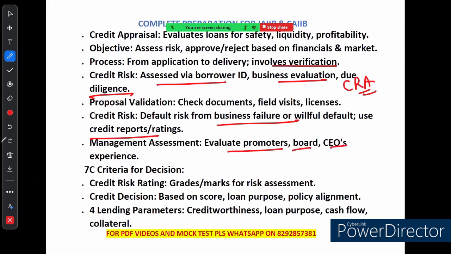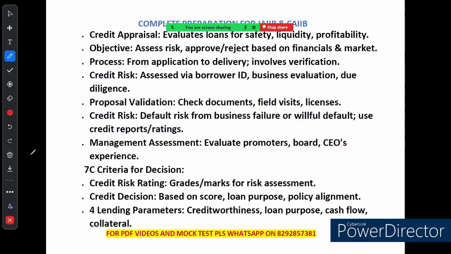Now let's talk about the 7 C's criteria for decision. How does the bank actually decide? They use something called the 7 C's. Remember, this question was asked in the previous examination. The first is called credit worthiness. Credit worthiness means how healthy your finances are.